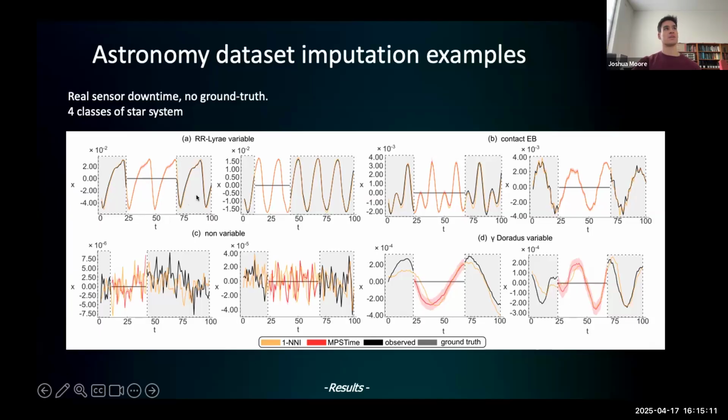And here you can probably see that the nearest neighbor does quite well. And we'd expect this for these highly periodic systems. We have this repeating pattern, and so typically, if you have a densely sampled training set, you'll find something that's a very close match. That's why nearest neighbor here performs quite well. Not so much the case with this gamma Doradus variable system, where we have more complex nonlinear behavior going on.